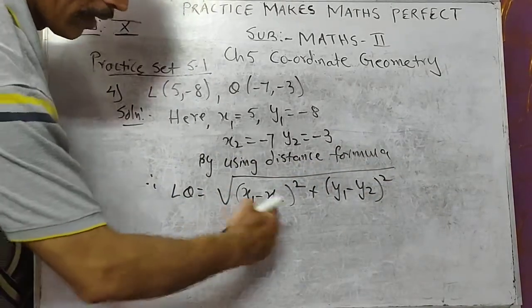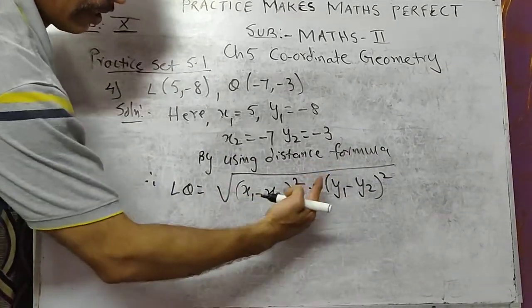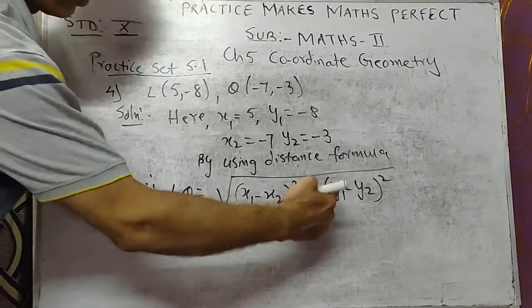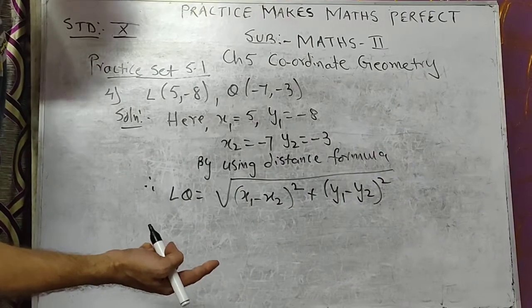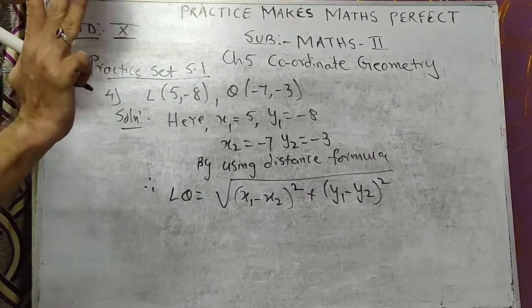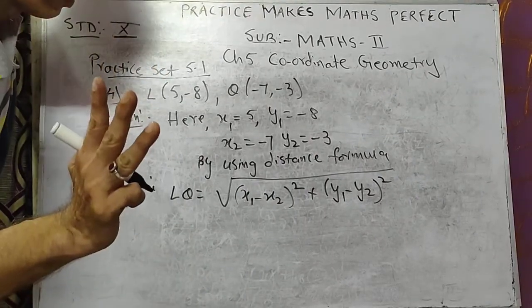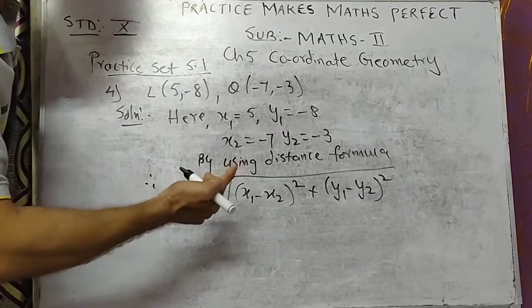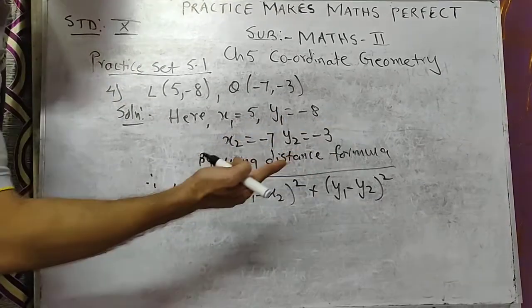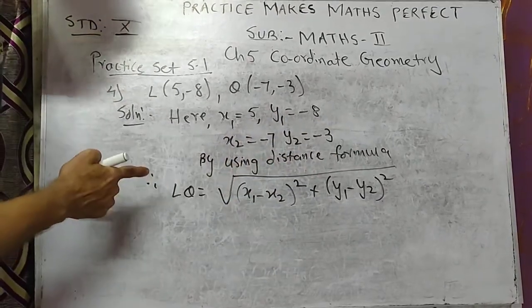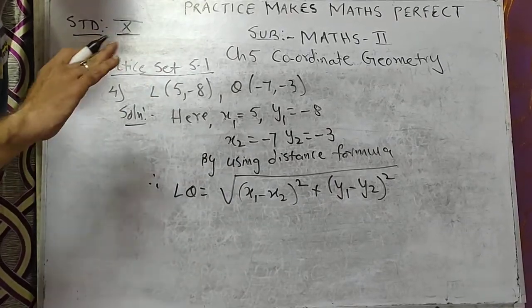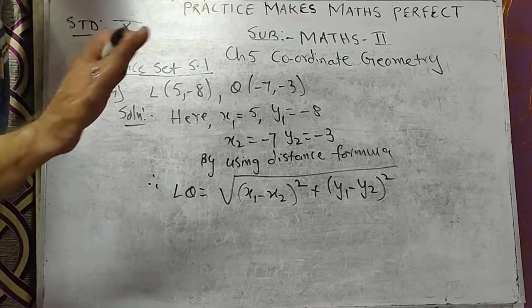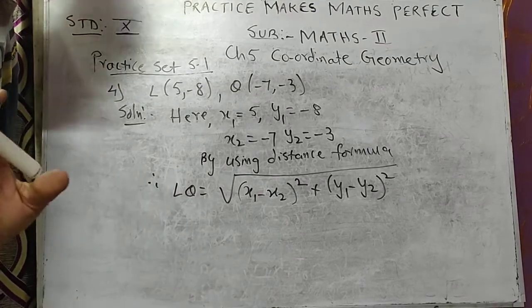Instead of x2 minus x1, I am using x1 minus x2. Here also y1 minus y2 instead of y2 minus y1. Three sums I showed you with the help of x2 minus x1 the whole square and y2 minus y1 the whole square. Now one sum I am showing you with the help of this formula also, so that you will understand thoroughly that we can use any formula.